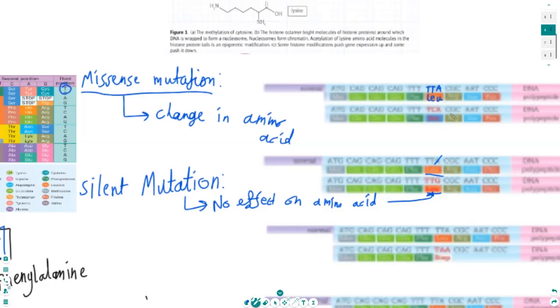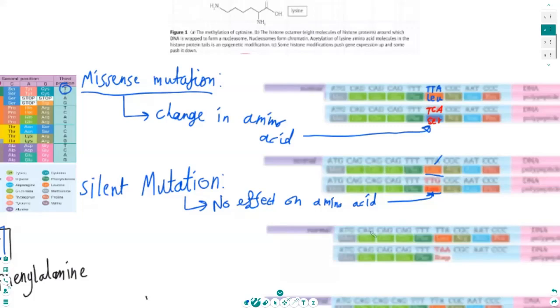This time we have TTA changing to, let me get a different color, TCA. And you can see here that that codes for serine instead of leucine. So we have a change in the amino acid. And because we have a change in the amino acid, that can cause a change to both the primary structure and secondary structure, but also the tertiary and even quaternary structure of the protein.